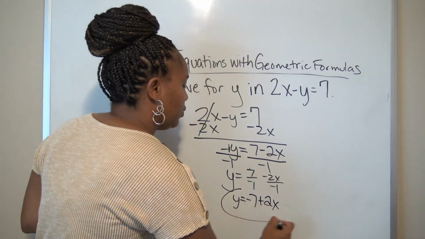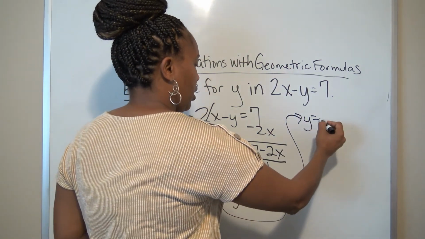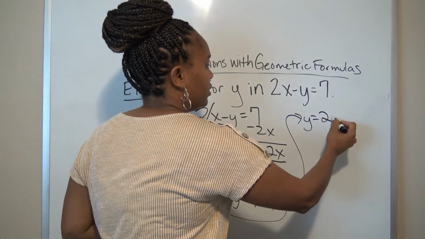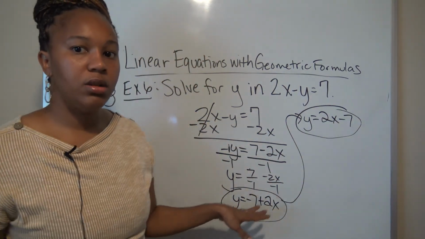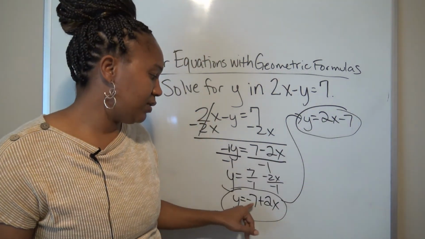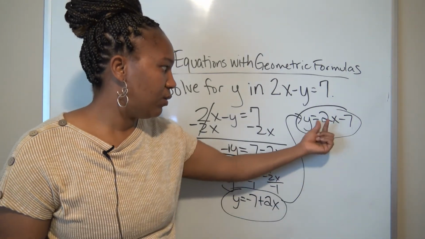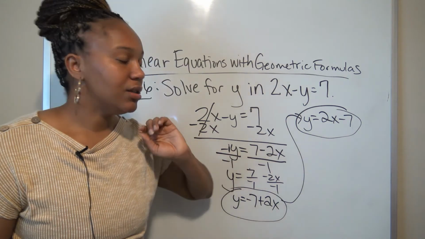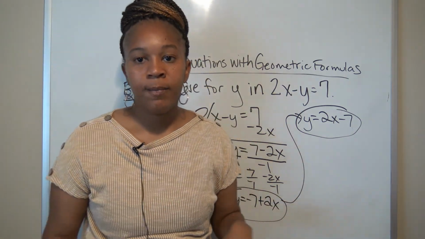So you could write it as y equals negative 7 plus 2x. Or you could change the order, meaning put the 2x first and write that as 2x minus 7. So either way it goes, these both are correct. So negative 7 plus 2x, or since this is negative, if you want to put the x first, you could write it as 2x minus 7. So this is how you would solve for y by getting y on the side by itself.